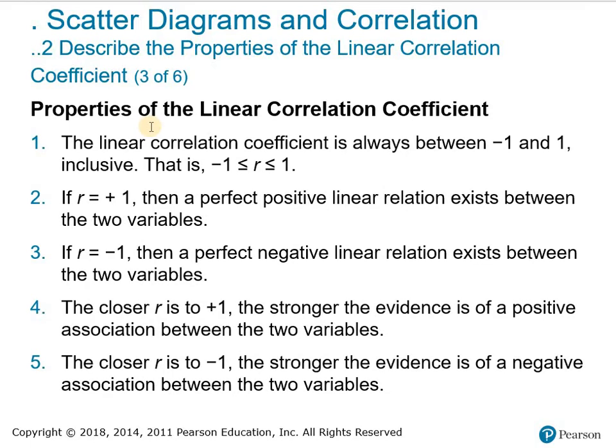Here are the properties of the sample linear correlation coefficient. The linear correlation coefficient is always between -1 and 1, inclusive. If r is equal to +1, then a perfect positive linear relation exists between the two variables. If r is equal to -1, then a perfect negative linear relation exists. The closer r is to +1, the stronger the evidence of a positive association between the two variables. The closer r is to -1, the stronger the evidence of a negative association.